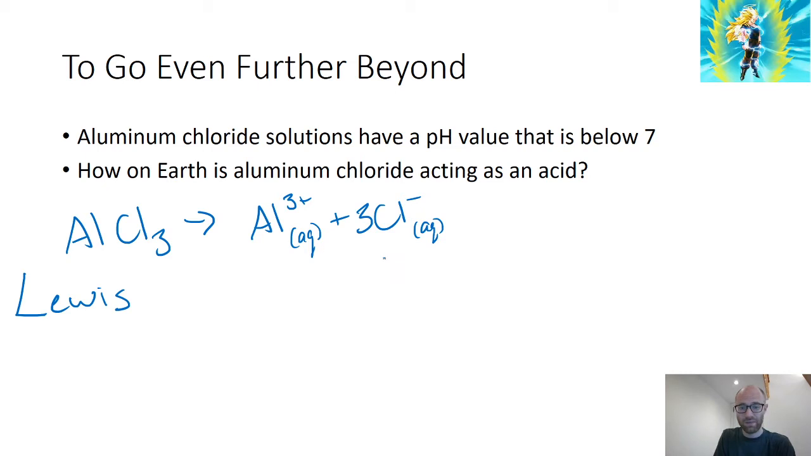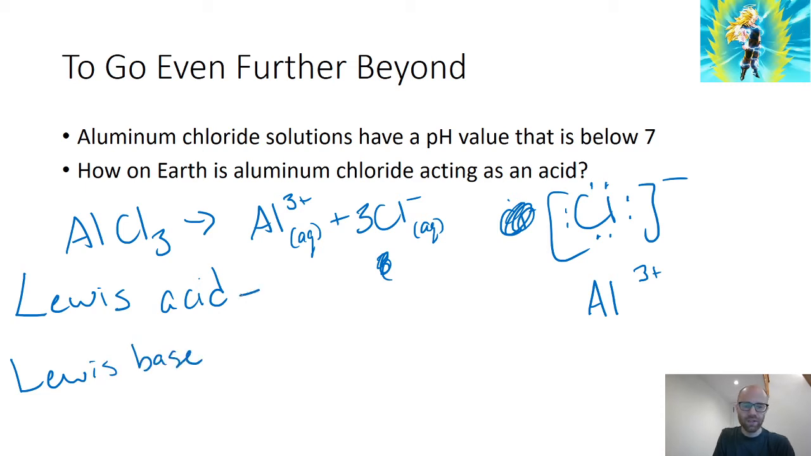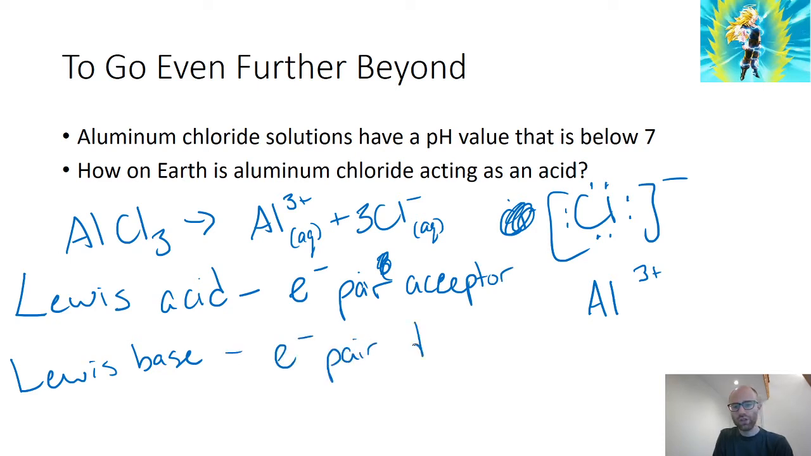The Cl minus, we probably are not going to use. But we've got a lot of electrons. For the aluminum ion, we've got a lot of spaces. We're going to call our definition for a Lewis acid an electron pair acceptor. And a Lewis base is an electron pair donor.